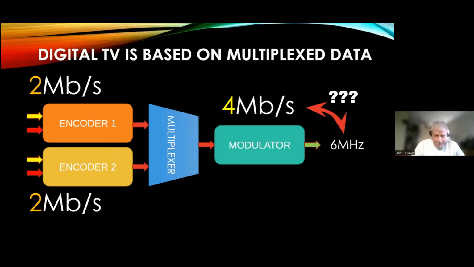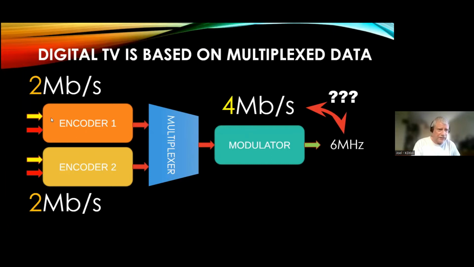So digital TV is based on multiplex data. And why do I say that? So here we've got two encoders. What does the encoder do? It takes a video and an audio input and compresses them into a bit stream. Let's say this encoder is set to 2 megabits and this one's set to 2 megabits. When you take the 2 megabits from this guy and you multiplex them with this guy, you get a feed going to the modulator for a total of 4 megabits.